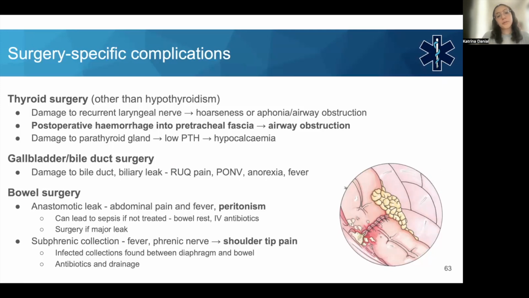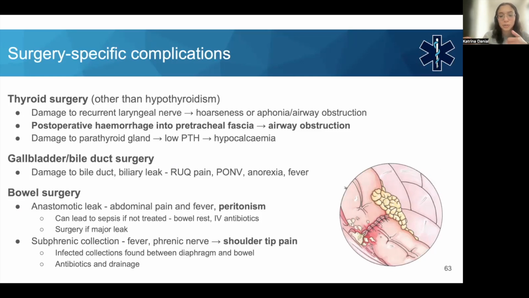Okay, a few other common side effects. Because the thyroid is close to the recurrent laryngeal nerve, it can be nicked in the surgery, and if you injure one of them, you get hoarseness of voice. If you injure both of them, you can't speak anymore, right?